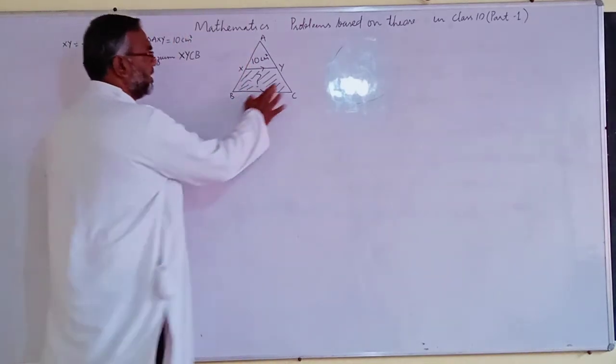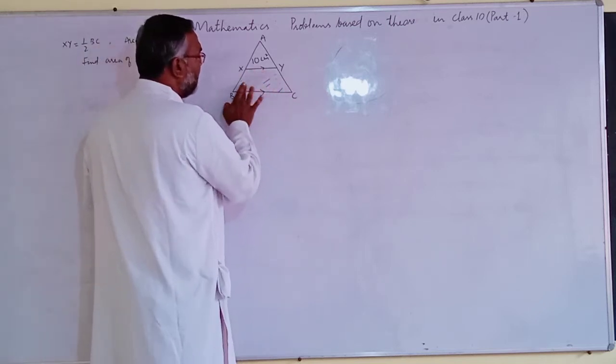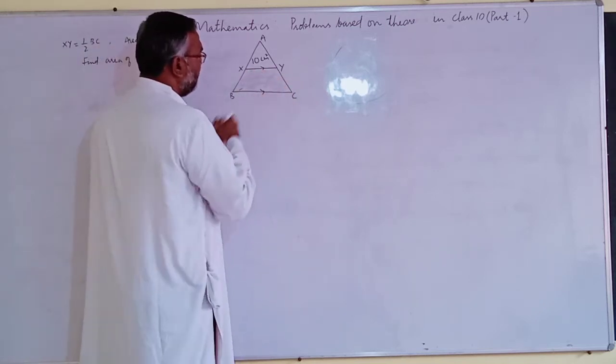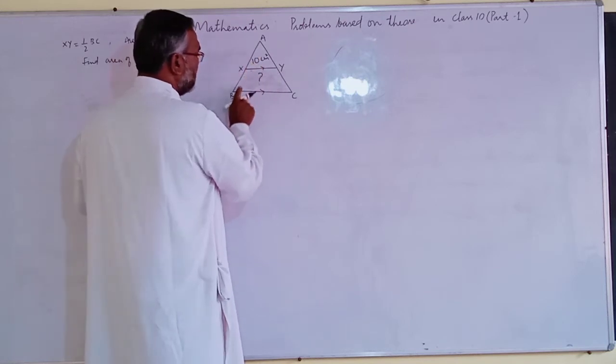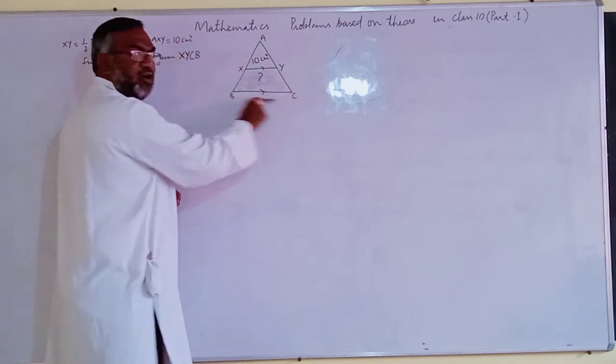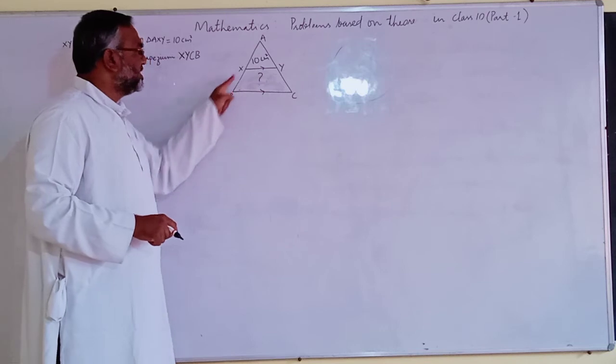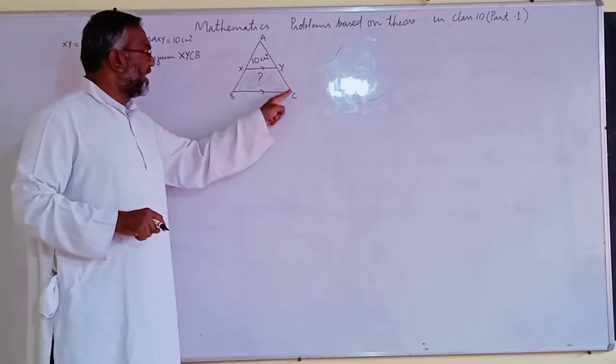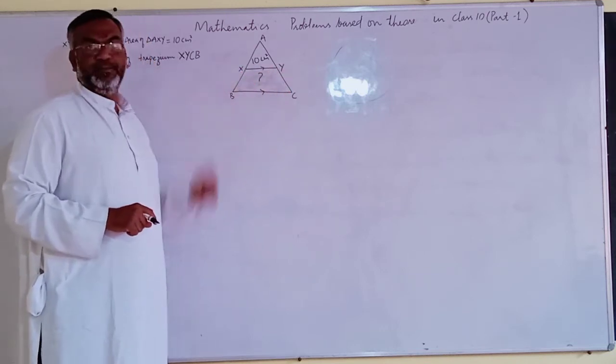We have to find this area. We have to find the area of this. This area we have to find. Area of trapezium XYCB. We have to find XYCB.